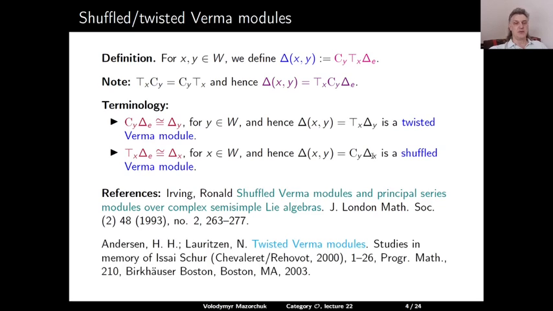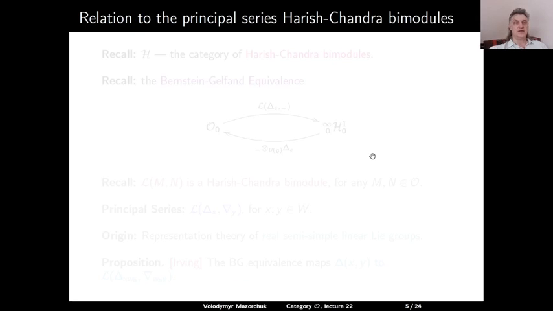And as twisted Verma modules, they were studied by Anderson and Lauritsen in their paper Twisted Verma modules in 2000. So we start by describing the connection between twisted Verma modules and the principal series Harish-Chandra bimodules. Recall that we have the category H of Harish-Chandra bimodules. So these are finitely generated bimodules on which the adjoint action is locally finite and has finite multiplicities.